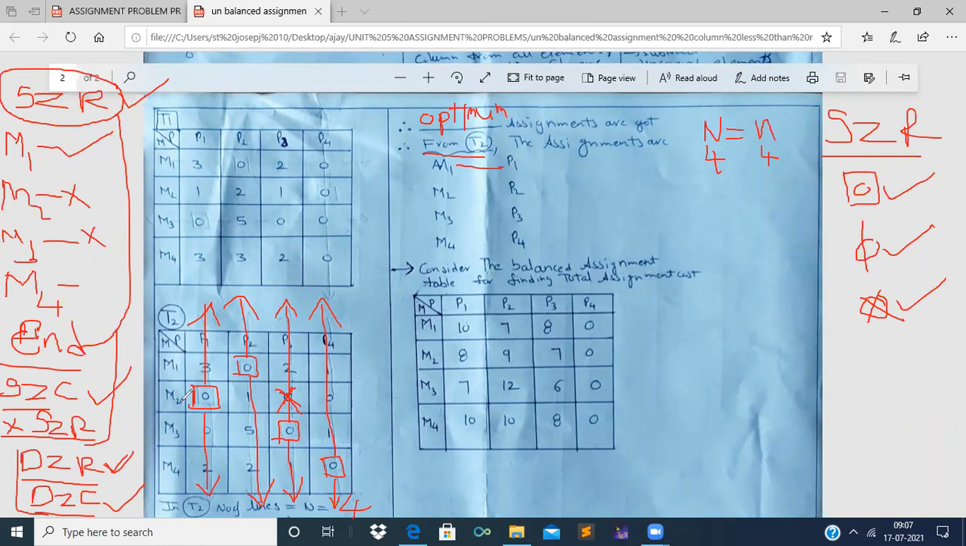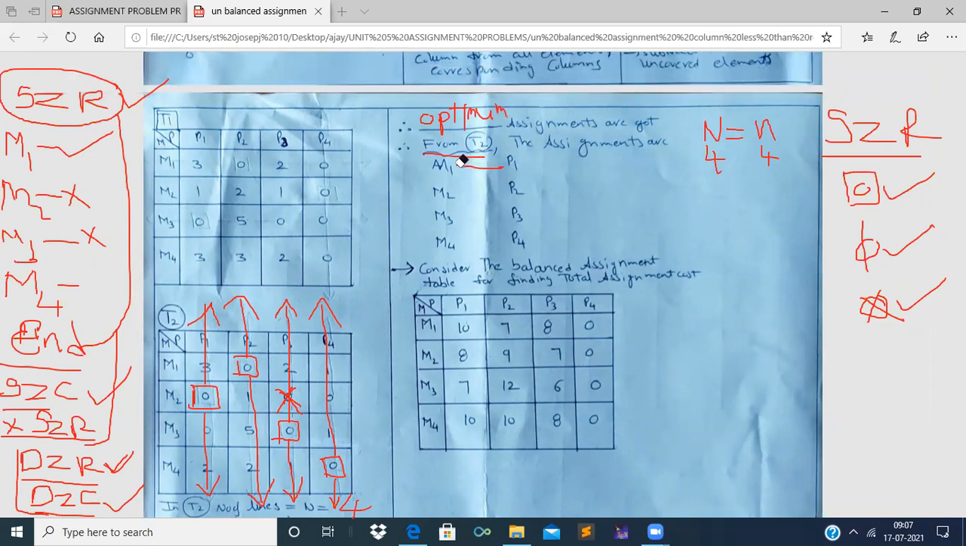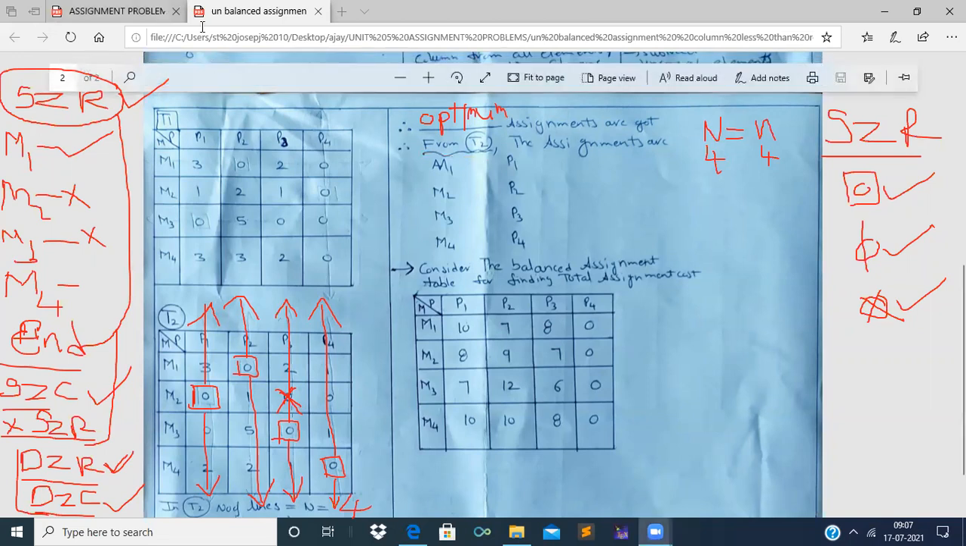Let us proceed for M2. Oh, sorry. Observe carefully. We have to assign this M1 not to person P1, but wait. Now, M1 should be assigned to person P2, sorry. See here, why? Because in the first row the assignment is done under P2. Now M2 should be assigned to person P1.